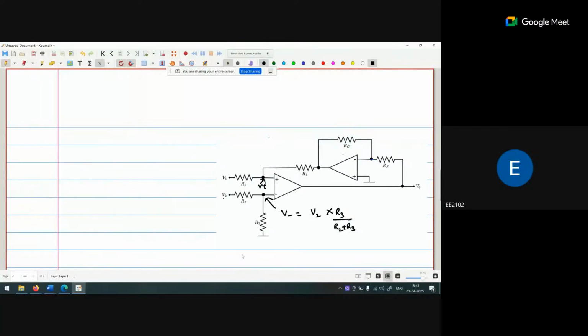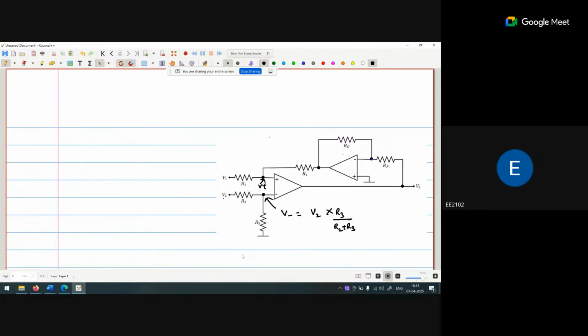Sir, maybe your screen is not visible. Yeah, what are you saying? Your screen is not visible. Okay. Yeah, now it's clear. Yes, sir.